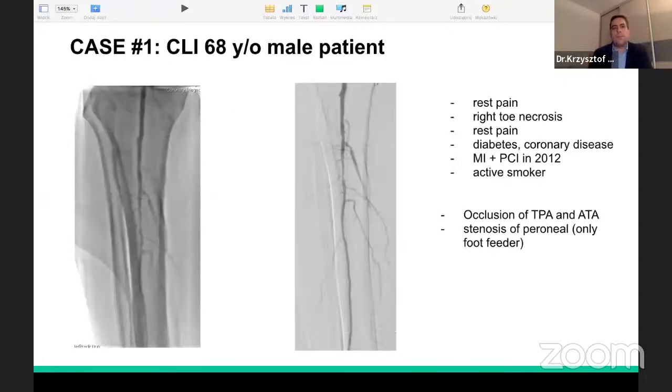So now a few cases. This is the first case. Of course, a patient with rest pain and 2 toe necrosis. Typical comorbidities. Occlusions. There is no ATA. The TPA is occluded just in 1/3, and there is a stenosis of the peroneal, and this is the only feeder of the foot.